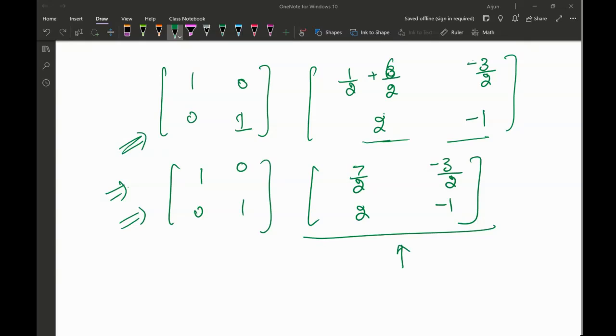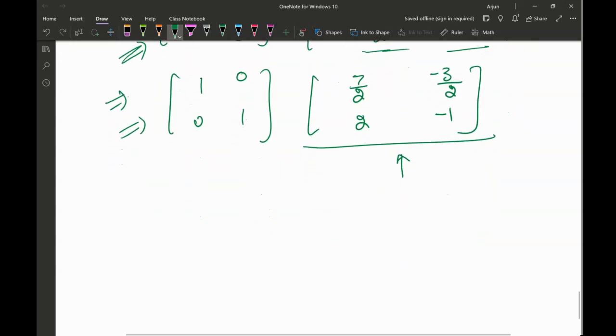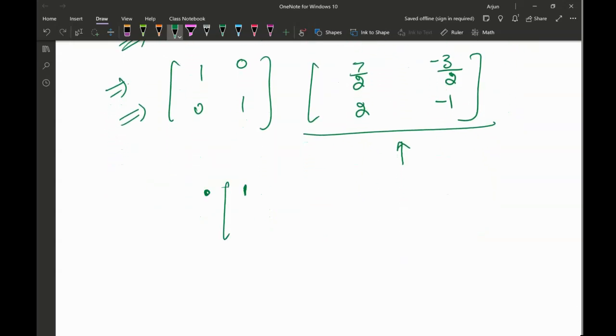So hopefully you were able to understand how to find the inverse of a given matrix using the Gauss-Jordan method, and always follow these steps starting from the first one. First of all, try to make the first element 1, then try to make this element 0, then try to make this element 1, and try to make this element 0. So always move in this format so that you do not make any mistakes.